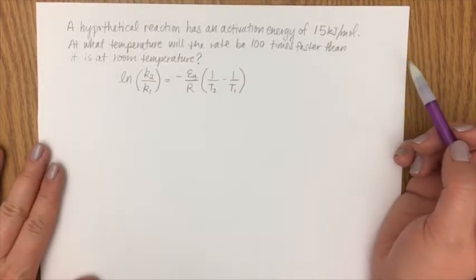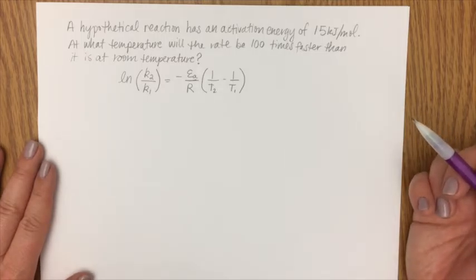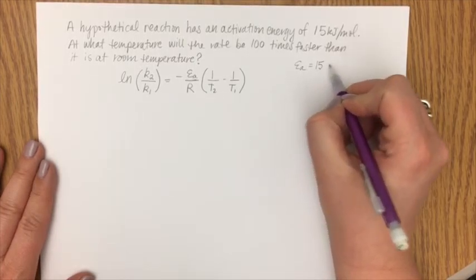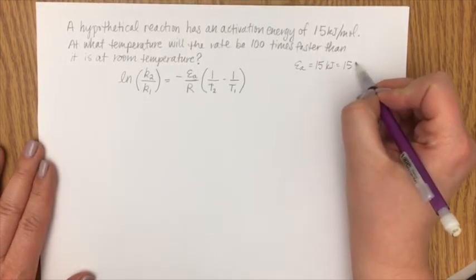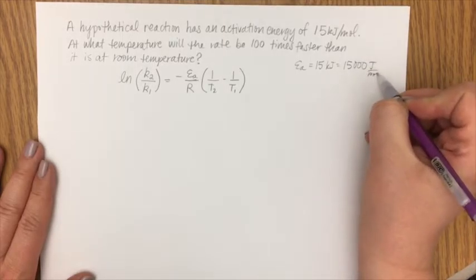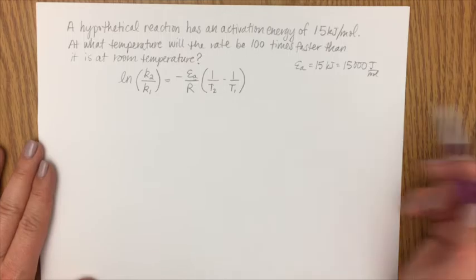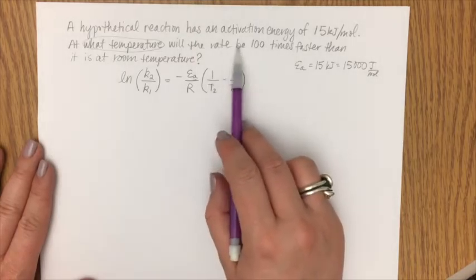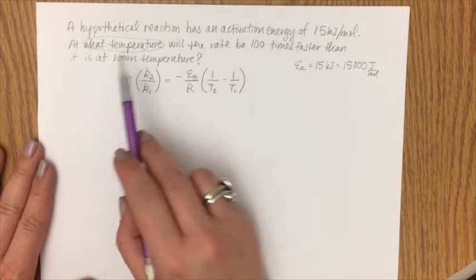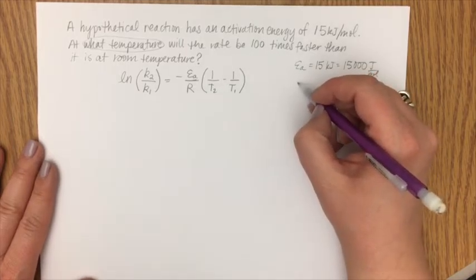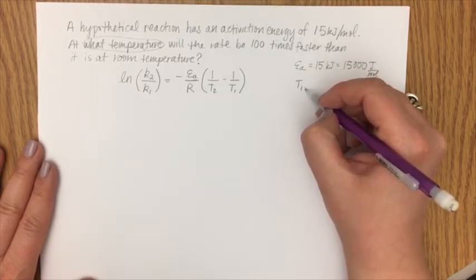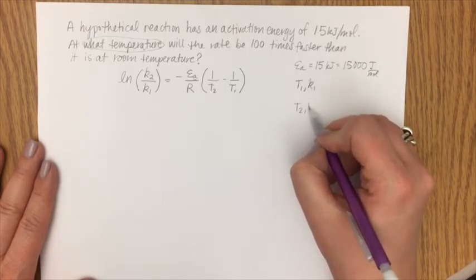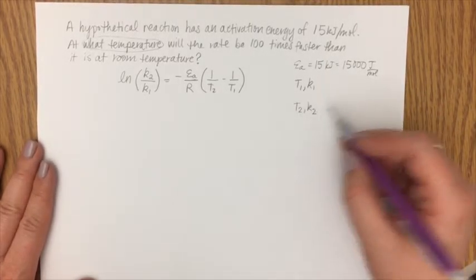So let's see what the question tells us. It says a hypothetical reaction has an activation energy of 15 kilojoules per mole. So we know that the activation energy is 15 kilojoules or 15,000 joules per mole. And then they ask us at what temperature, so temperature is the thing that we're going to be solving for, will the rate be 100 times faster than it is at room temperature? Okay, so now we've got these pairs, T1, K1, which is our first pair of temperature and rate constant, and T2, K2, which is our second pair of temperature and rate constant.